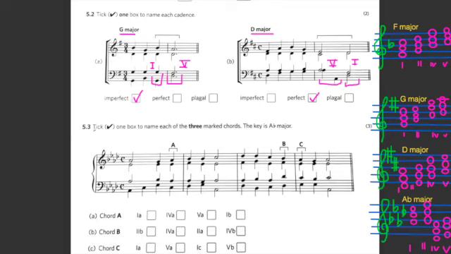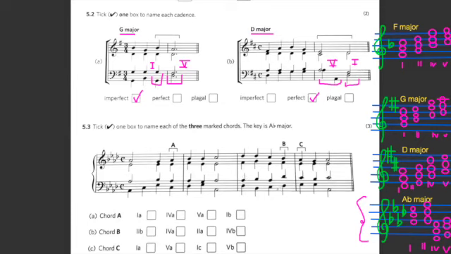The last one, 5.3. Tick one box to name each of the 3 marked chords. The key is A flat major. So let's take a look at our chord plan in A flat major first. I have chords 1, 2, 4, and 5, and all of these chords are in root position, so they are in their original or basic form.